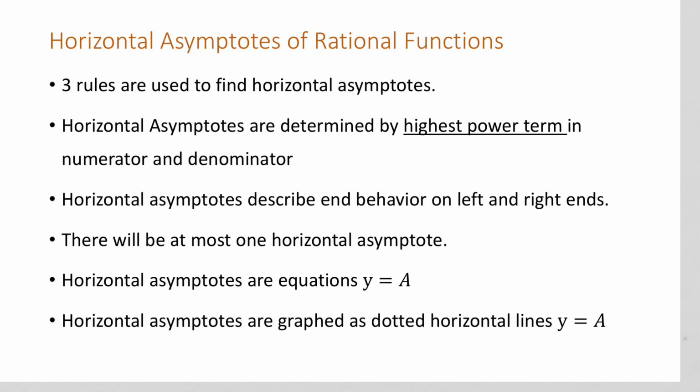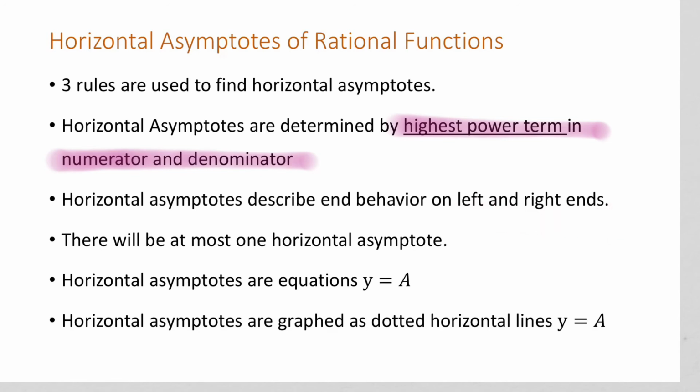Next, we're going to talk about horizontal asymptotes. So we use 3 rules to find the horizontal asymptotes. Now this is also something we learned in Algebra 2, but we're going to do it again here in pre-calculus. So horizontal asymptotes are determined by the highest power term in both the numerator and the denominator. So the highest in the numerator and the highest in the denominator, we need to know both. So then we say that the horizontal asymptotes describe the end behavior on the left and the right ends.